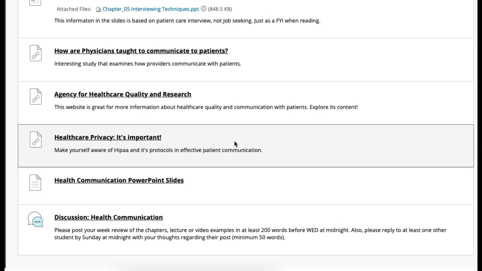Let me give you those dates real quick. I'm looking at the calendar so I don't give you the wrong dates. The 25th is your initial post, and your reply is the 29th. So I think that'll work really well. Make sure you get that done, and if you have any questions, don't hesitate to reach out.